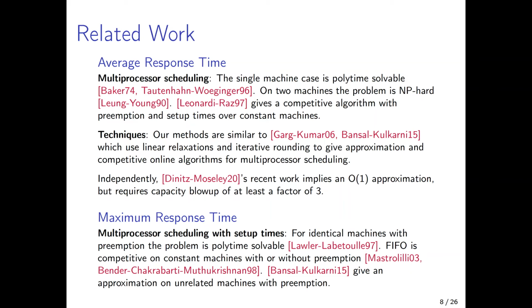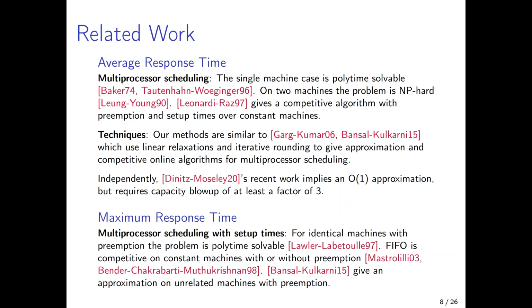The iterative rounding technique we use in our average response time result is derived from Garg and Kumar and Bansal and Kulkarni, who use the result to give offline and online algorithms for minimizing average response times in the multiprocessor setting. In recent independent work, Dinitz and Moseley prove a result in a slightly different model, but their results entail an O(1) average response time approximation in our model, with capacity blowup of at least a factor of 3. Our algorithm achieves a log n approximation and requires capacity blowup of 2.